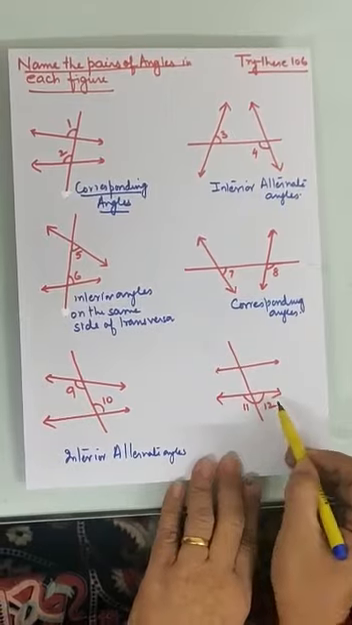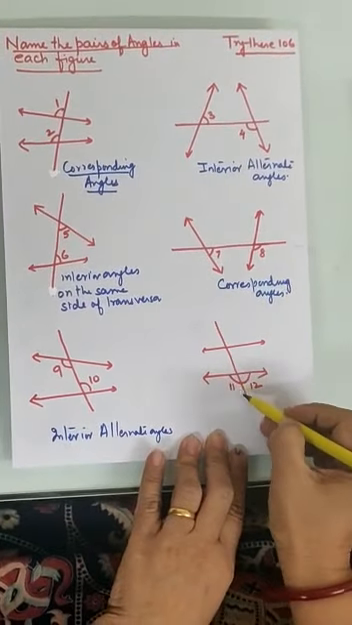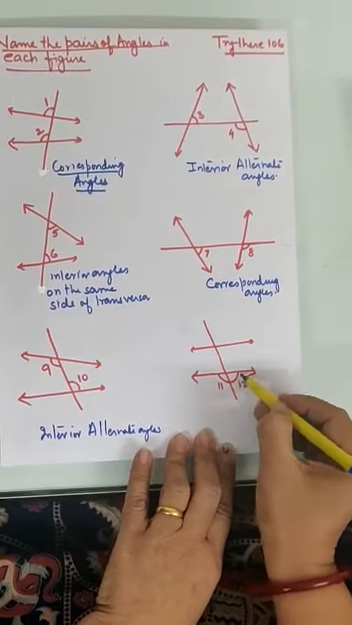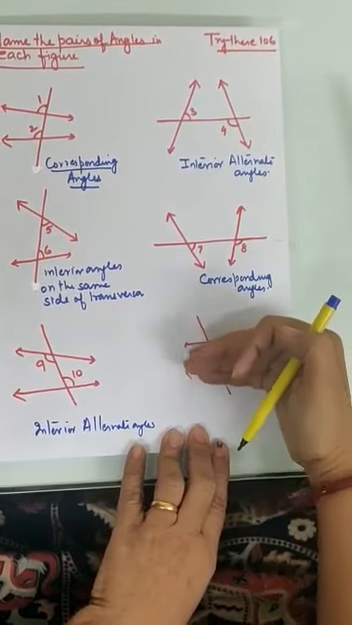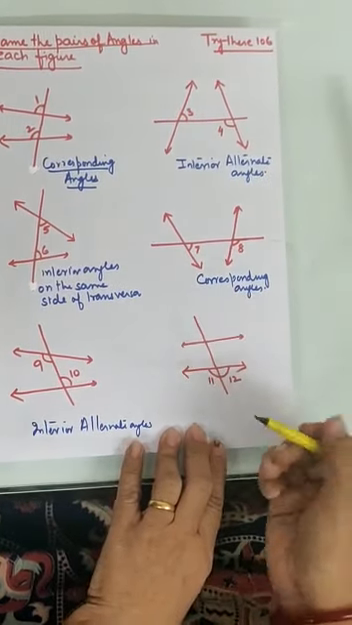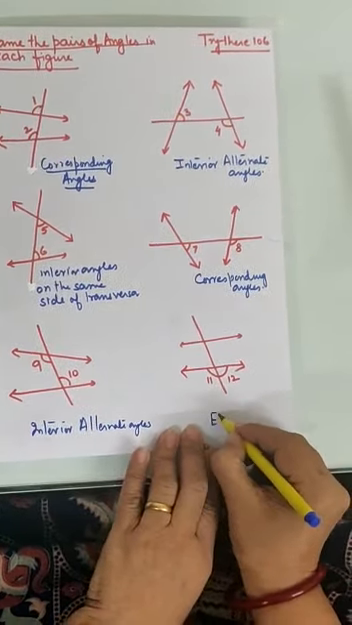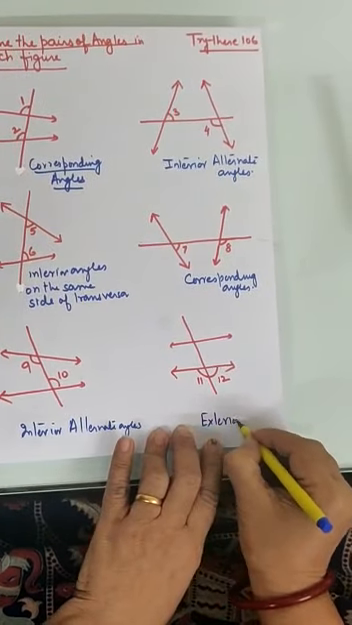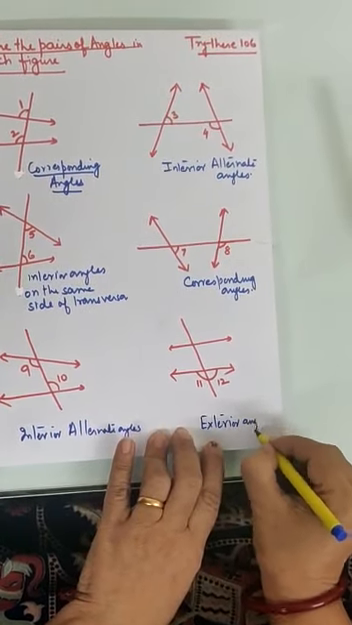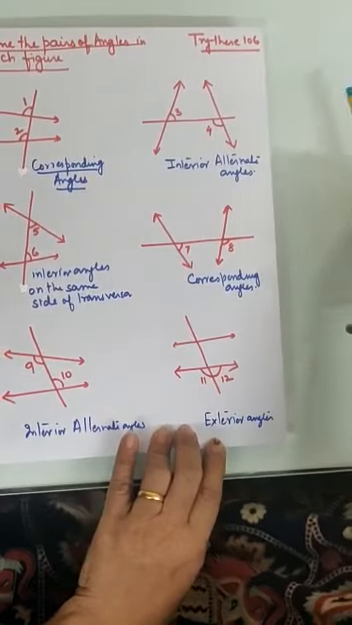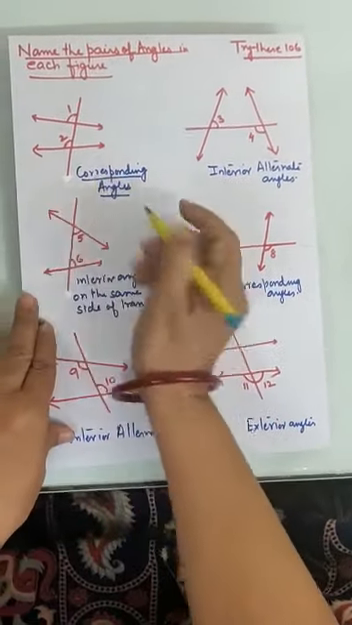Now these are two lines. They are cut by the transversal. Now you see these two angles. They are lying in the exterior. So we will say they are exterior angles. Okay.